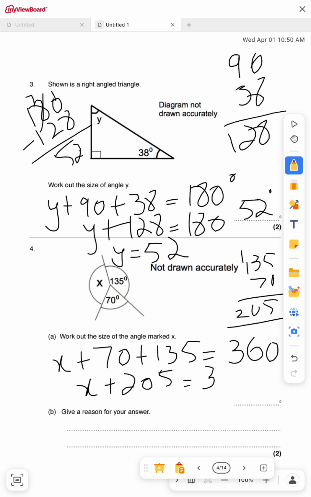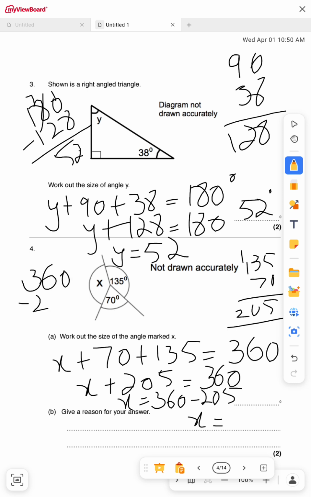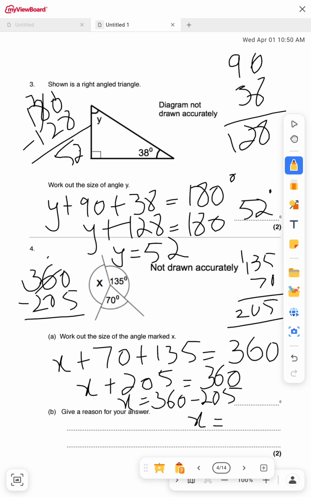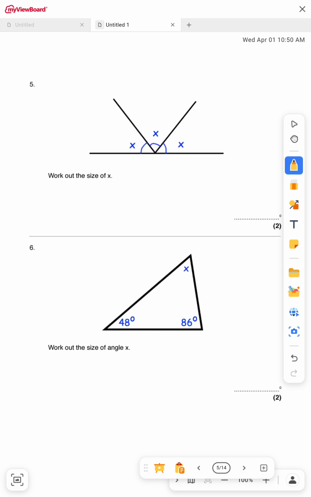205 is equal to 360. And then X is equal to 360 minus 205. So X is equal to, let's see, what is 360 minus 205. Okay, let's do it again. 155 degrees. So the answer is 155 degrees. Okay, so I hope you understand these questions. Let's move on towards another question.